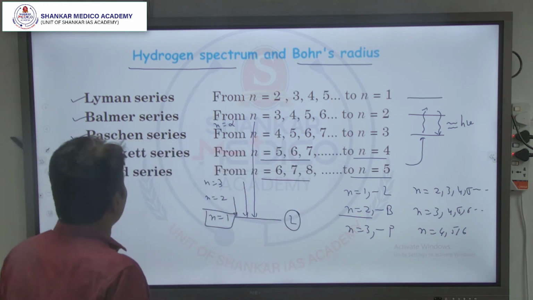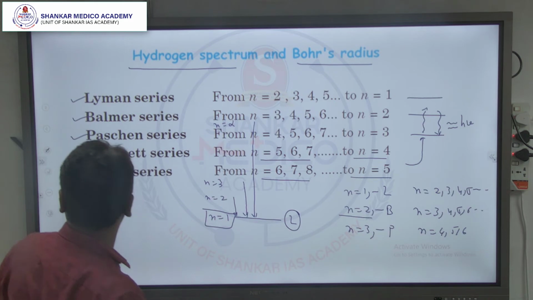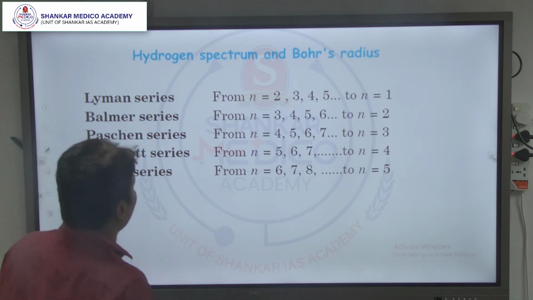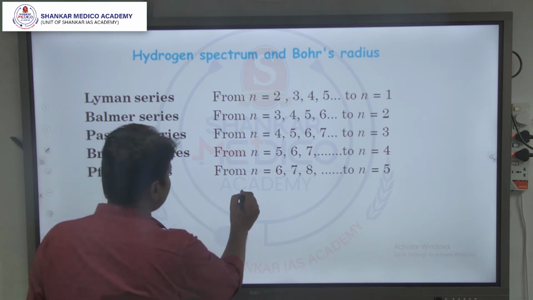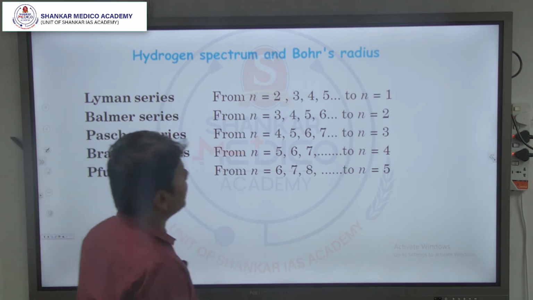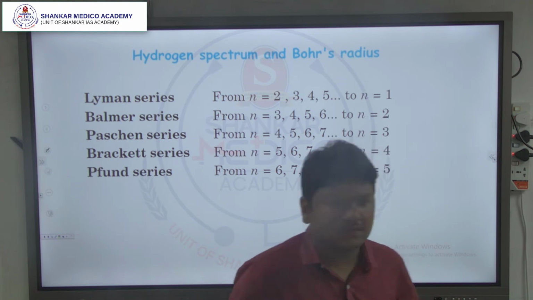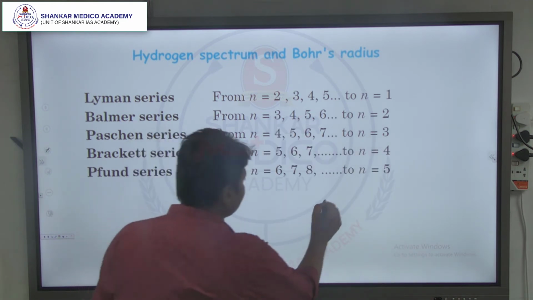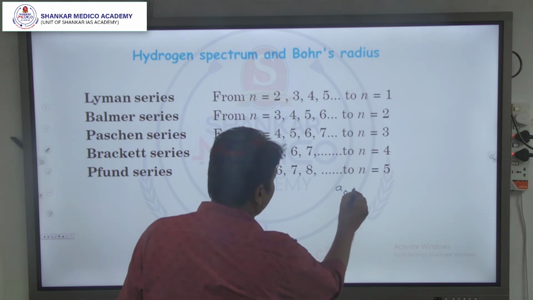Okay. So, now how is it related to the Bohr's radius? Let us go with this. What is the Bohr's radius? Bohr's radius is nothing but the radius of the first orbit. Generally, the radius of the first orbit we write as a naught.